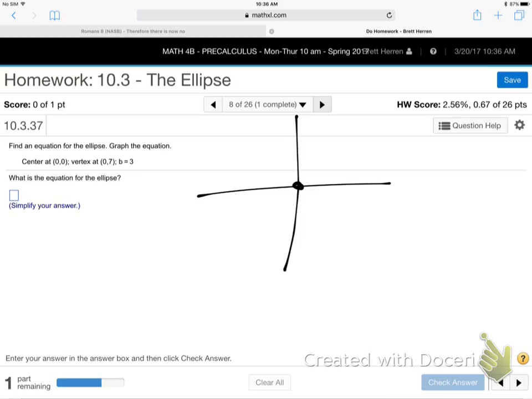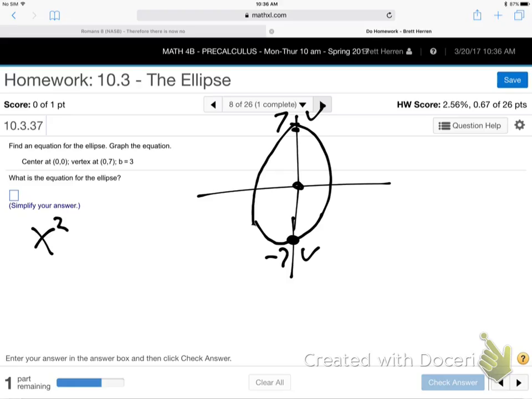So the center's at 0, 0. The vertex is over 0, up 7. And so that means the other vertex is down 7. These are vertices, which means it's more up-down than it is right-left. I didn't draw that too well, but you get the idea. So we know the major axis is the up-down.